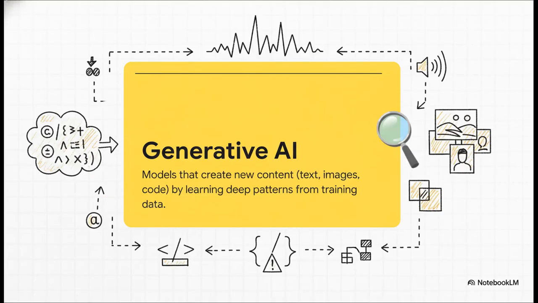And this power leads us straight to generative AI. This is a revolutionary step. These models don't just predict or classify, they create. They learn the underlying patterns of data so deeply that they can generate entirely new and original content, from text and images to synthetic data for training other models.